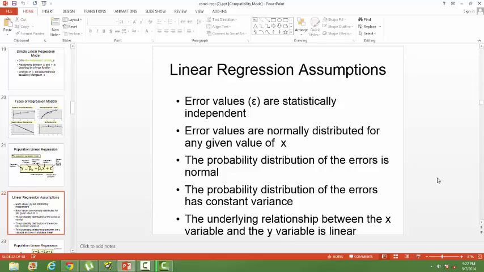There are a certain number of assumptions in linear regression. The error value or the random error should be statistically independent. That means the corresponding error values should not be correlated. You can check it very easily just by doing some statistical test, we'll come to that. So that is one assumption. The error values should be normally distributed. Again, you can check it by plotting the error, or you may wish to have some statistical test, just to see whether your errors are normally distributed or not.